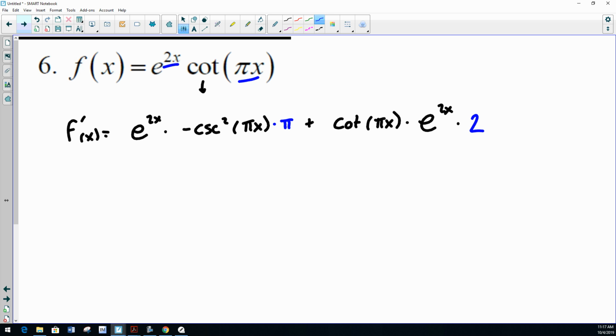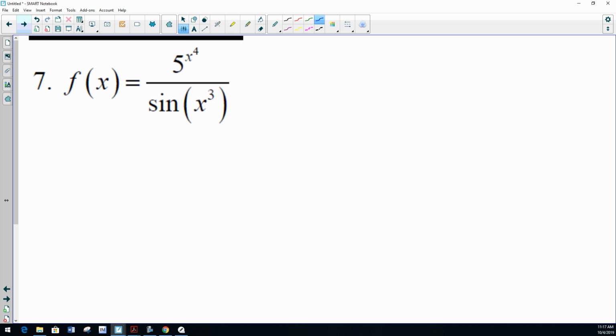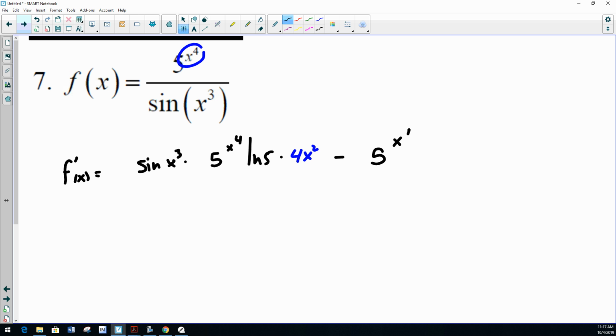Seven. This one's controlled by the quotient rule. Low d high times the chain rule, minus high d low. The derivative of sine is cosine x cubed times the chain rule, over low squared.